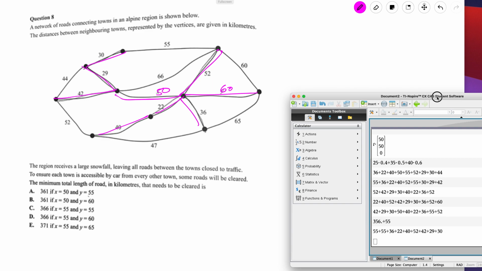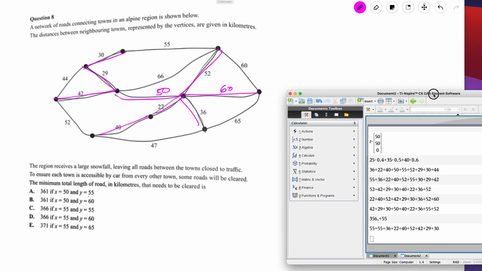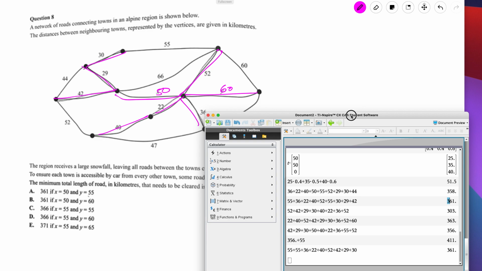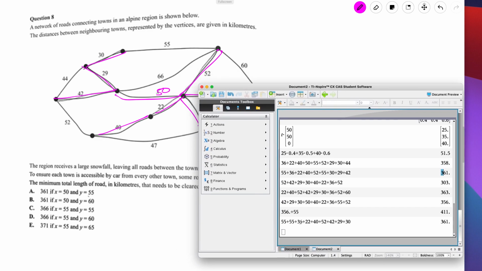The distances, the region receives a large snowfall, leaving all roads closed. To ensure each town is accessible from every other town, some roads will be cleared. The minimum total length that needs to be cleared. Definitely that.